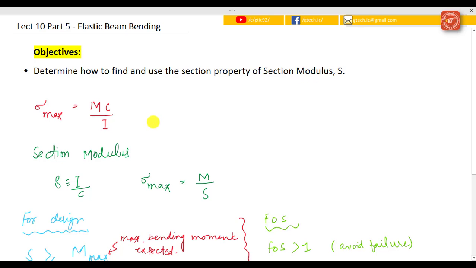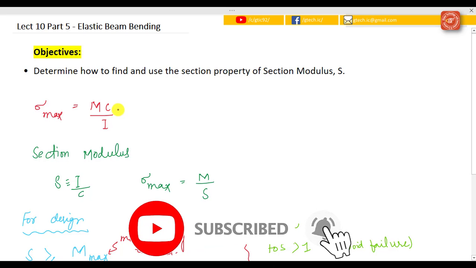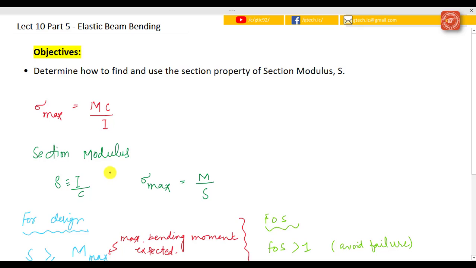Recall that the maximum stress was given by this formula, where C was the distance farthest from the neutral axis, so we could determine where the maximum stress was going to occur. We are going to define the section modulus S equal to I over C. With this definition we find that sigma max is equal to M over S, where M is the moment and S is the section modulus.